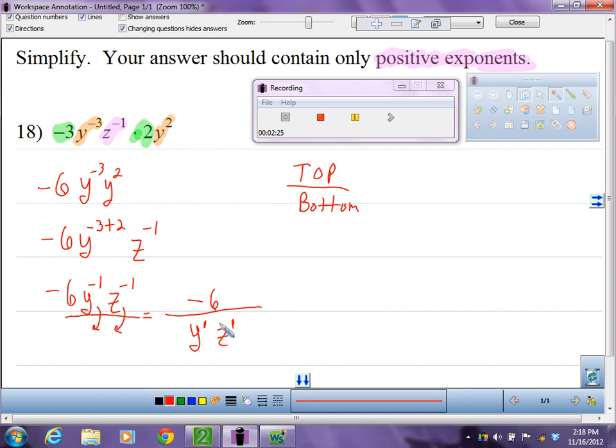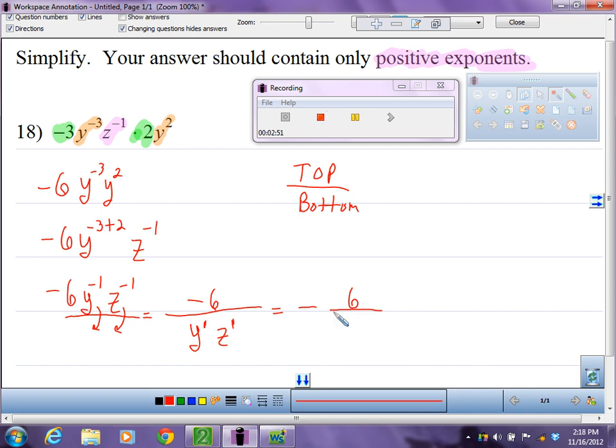They negate it. From a negative, it became a positive. From a negative, it became a positive. I'm not going to change the negative 6 because that's just a regular number. That I wanted to stay on top. In other words, since I only have one negative out of all this, I can put it in the middle, right? That means my entire fraction is negative.